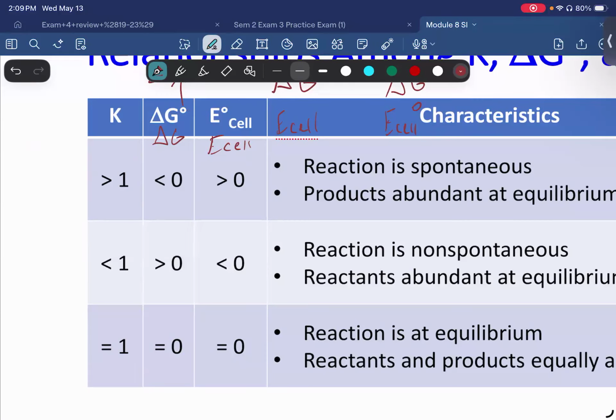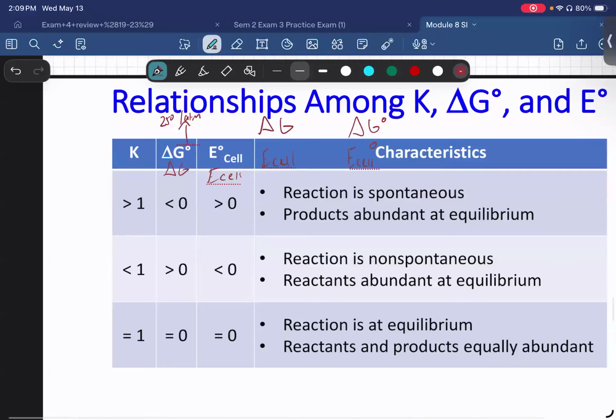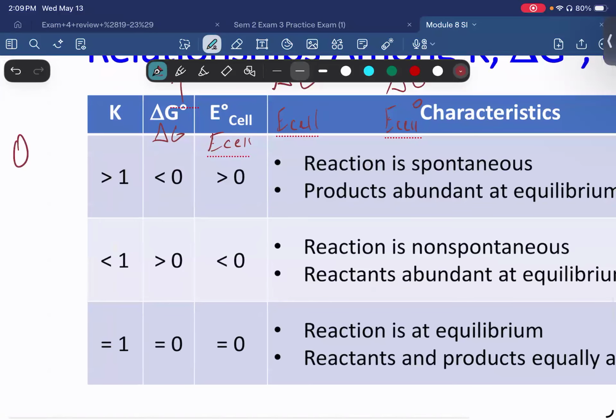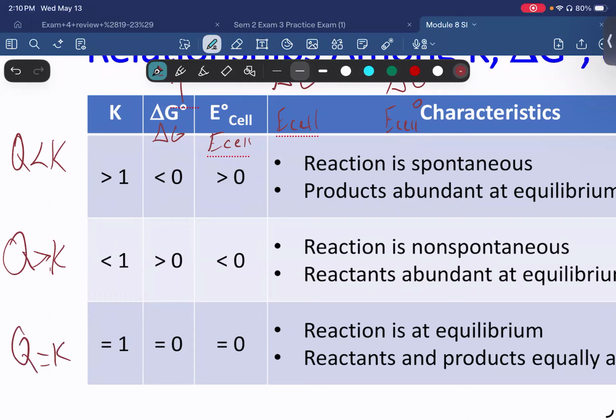What's more important is the way Q and K represent one another. If Q is less than K, that means there are more reactants than products, and so the forward reaction is going to be favored. If Q is greater than K, that means there are more products than reactants, so the reverse reaction is favored. And if Q is equal to K, that's how you know things are at equilibrium.